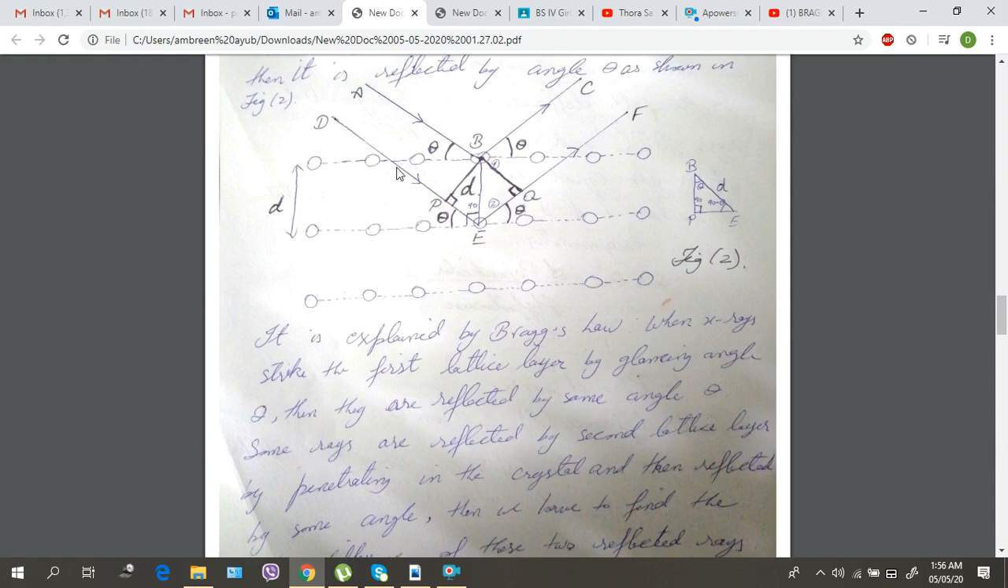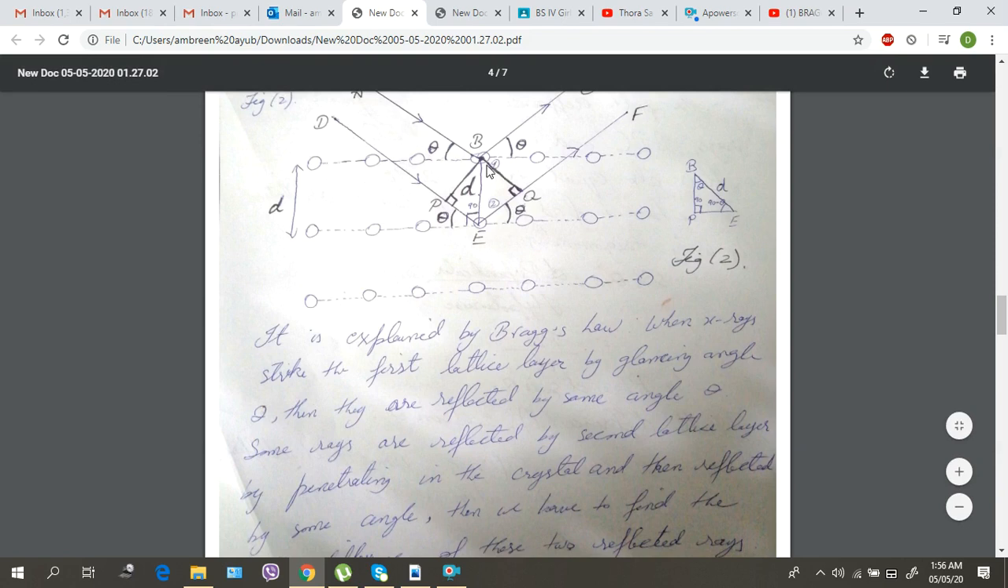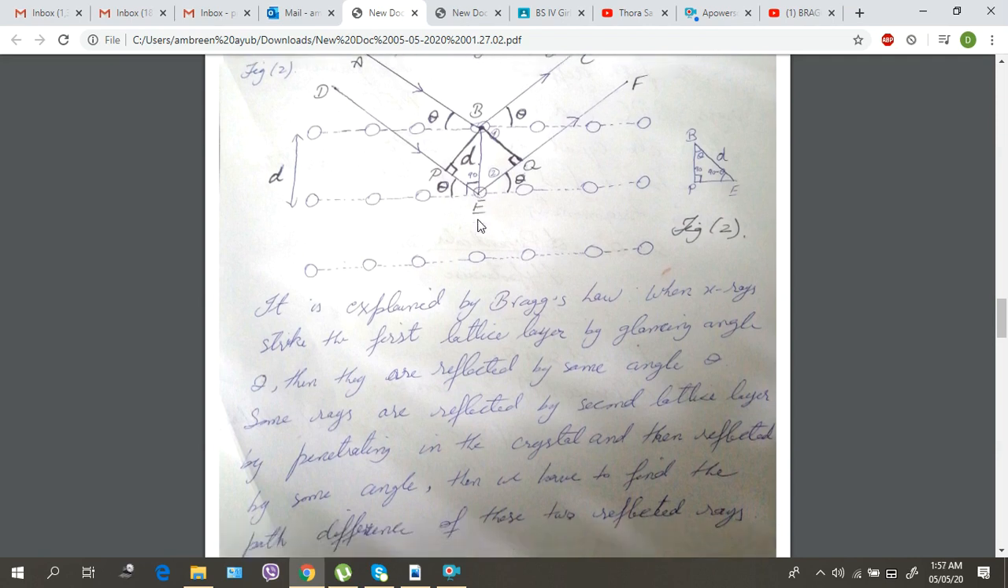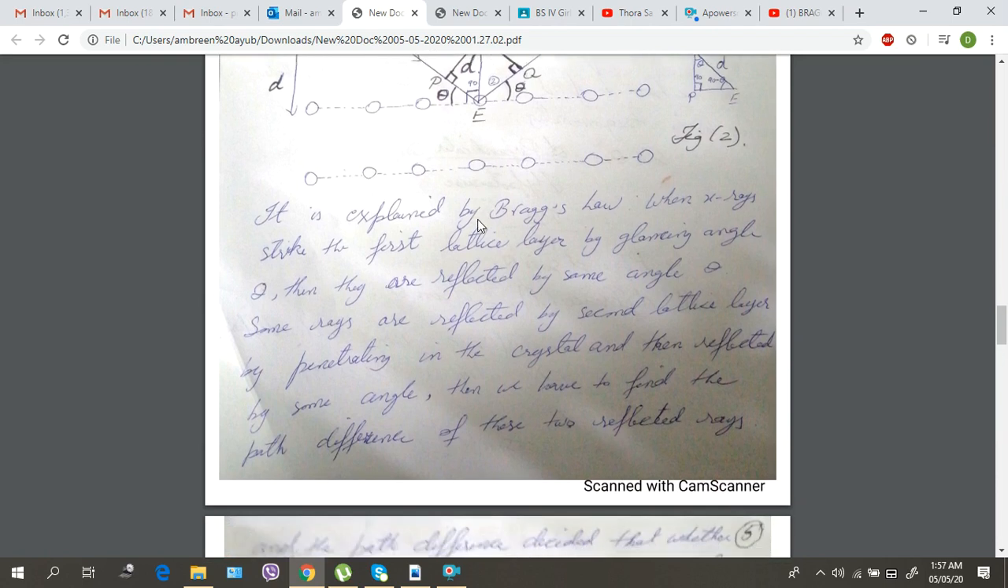Now, some rays strike the first lattice layer and are reflected back, but some of the X-rays, in the form of waves, also penetrate inside the crystal and are reflected by the second lattice layer. So when they are reflected by the second lattice layer after penetrating the crystal, at the same angle, then we have to find out the path difference of these two reflected rays.